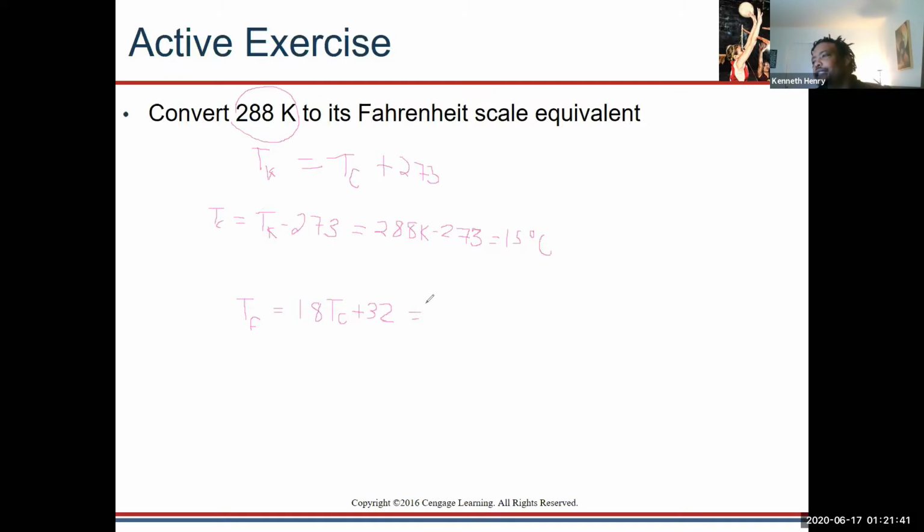Plug and chug. It's like a beer. I love plug and chug equations.